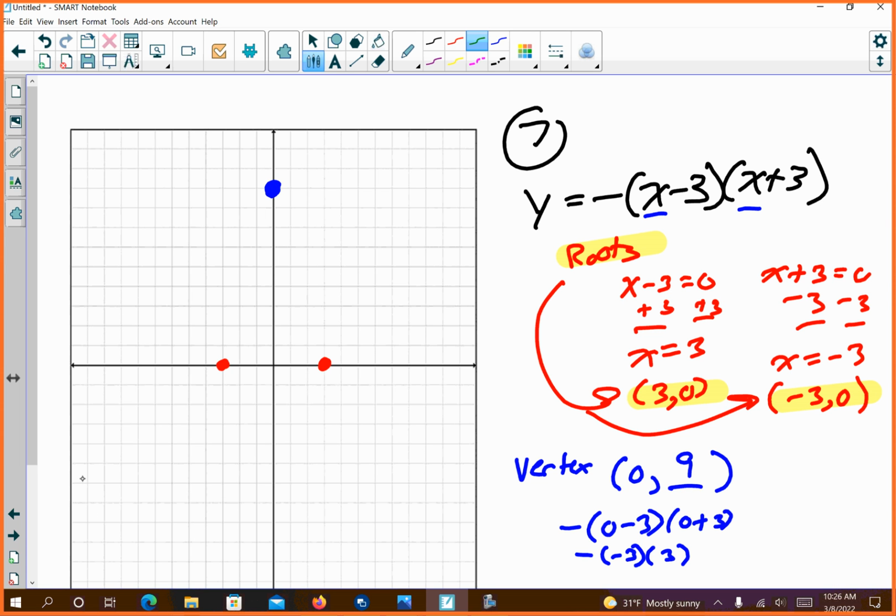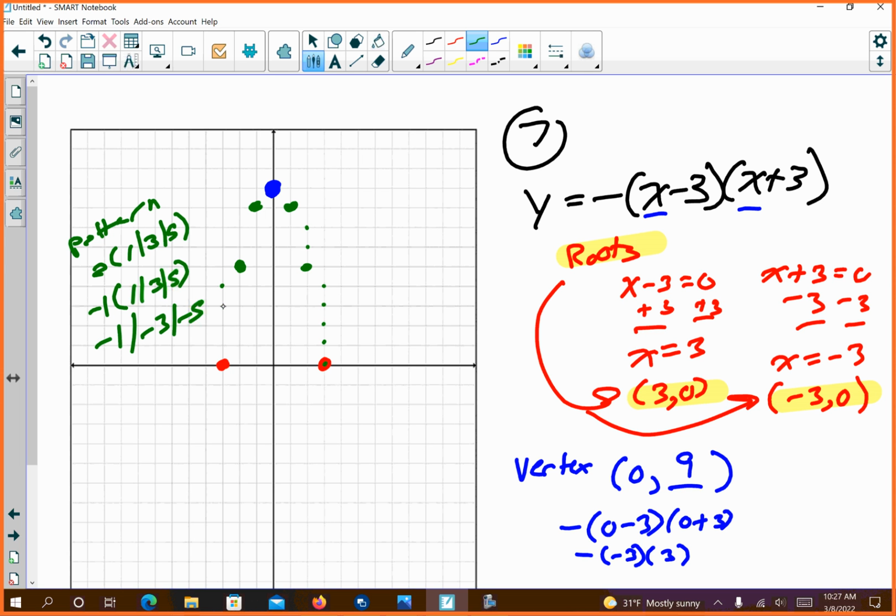Ready to pattern graph. So it's going to be a times 1, 3, 5. What's my a value? Negative 1. So does this make sense that this should open downwards? So if I go right 1, down 1, left 1, down 1, right 1, down 3, left 1, down 3, and if I went right 1, down 5, fell there, left 1, down 5.